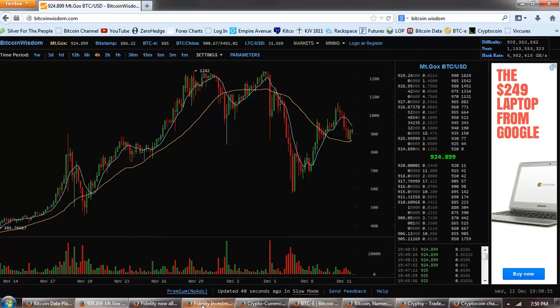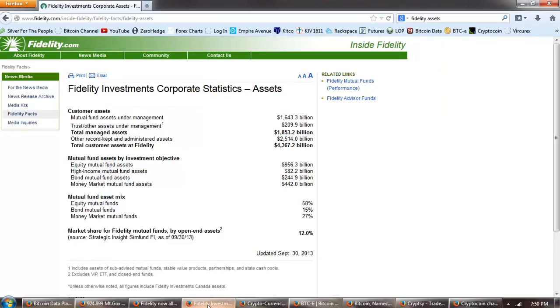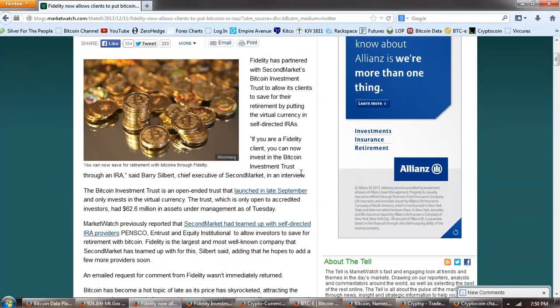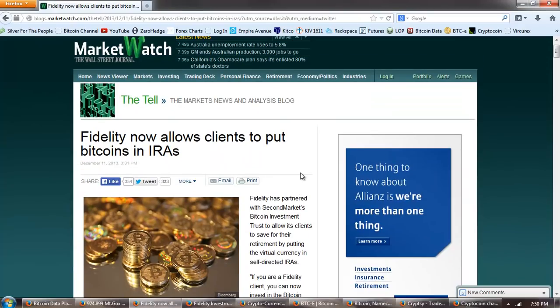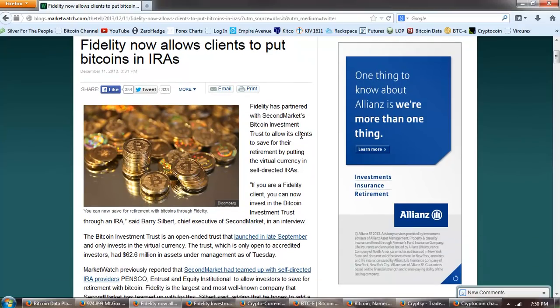Now, I wanted to take you to one news article. I can't cover all the news articles because there's so many things coming fast and furious. I don't know if this story is legit. This is covered on blogs.marketwatch.com, so I'm going to assume it's legit. But this is Fidelity now allowing clients to put Bitcoins in IRAs.